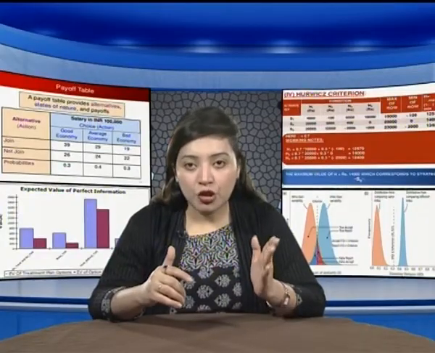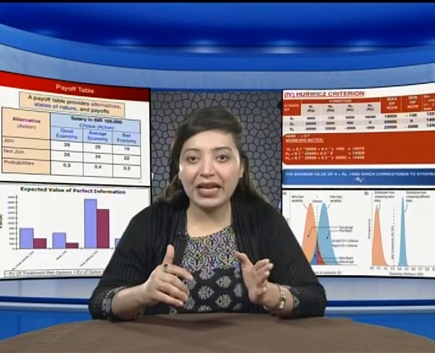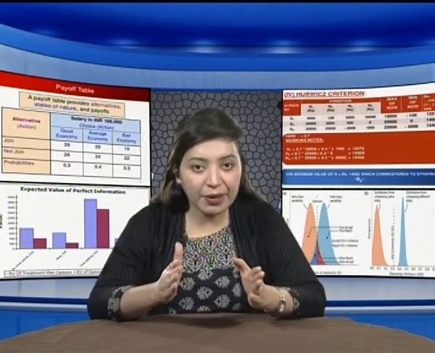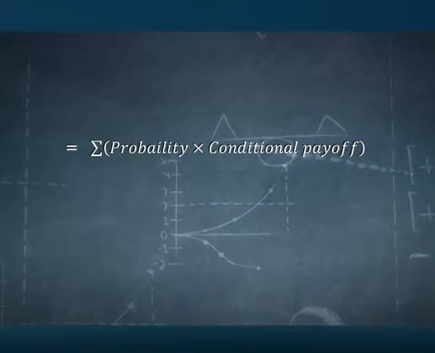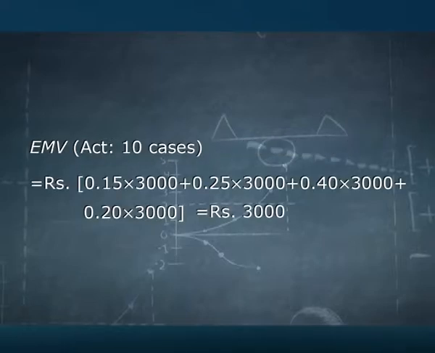Now the first part. To determine the optimum stock action, we apply the expected payoff criteria. The expected payoff or expected monetary value for any stock action is given by EMV for any stock action, that is equal to summation of probability times conditional payoff, the summation being taken over different states of nature. So EMV of act 10 cases will be rupees 0.15 times 3000 plus 0.25 times 3000 plus 0.4 times 3000 plus 0.20 times 3000. That is giving us rupees 3000.